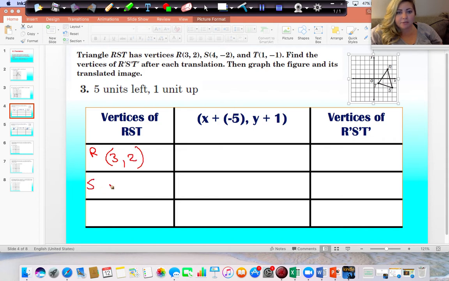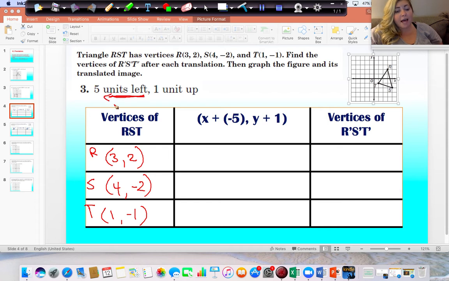For S, we've got (4, -2). And for T, we've got (1, -1). Okay, so we want to add a -5 to the x. What that means is that we need to move the x 5 to the left.